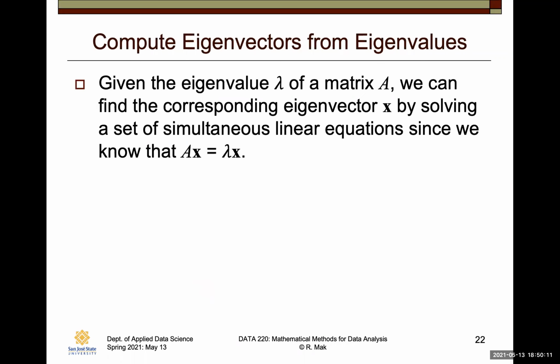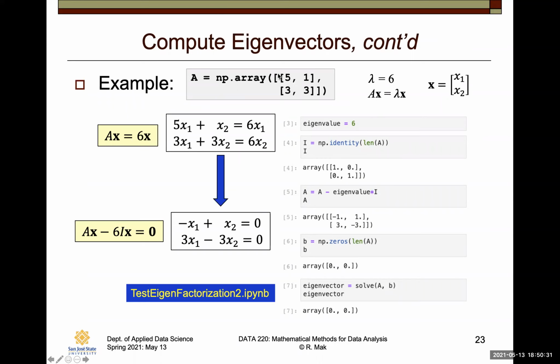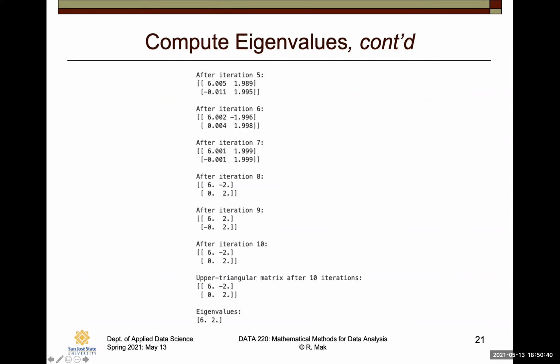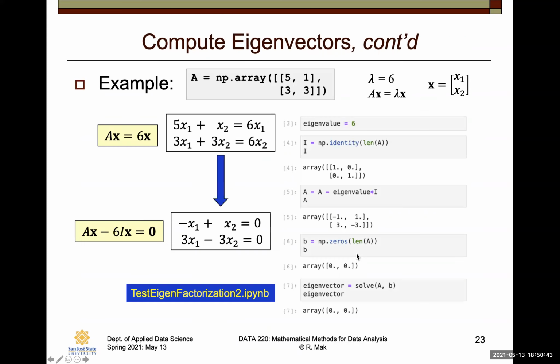All right. So now we've calculated the eigenvalues. What are the corresponding eigenvectors? Well, we know this is true, and so therefore we can solve this system of equations. Here is our original matrix A, and one of the eigenvalues that we had calculated was 6. So we know that A times X has to equal 6 times X, and so this is a system of equations.